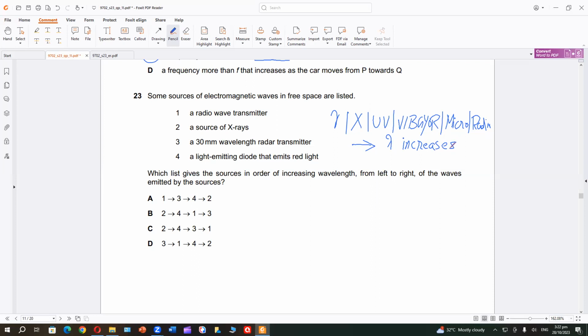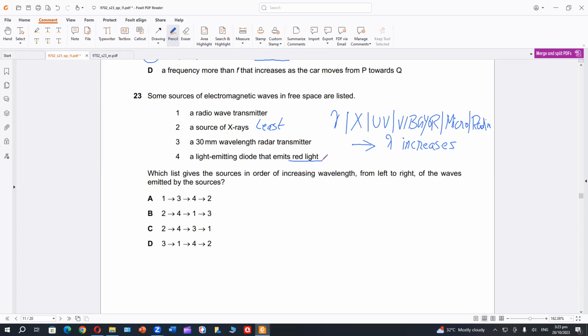So radio transmitter is given, radar transmitter is given. Now X-ray should be the least wavelength. It's in the order of increasing wavelength, so X-ray should be the least. After X-ray, should I select red light? Yes. So it means 2 is confirmed, 4 is confirmed.